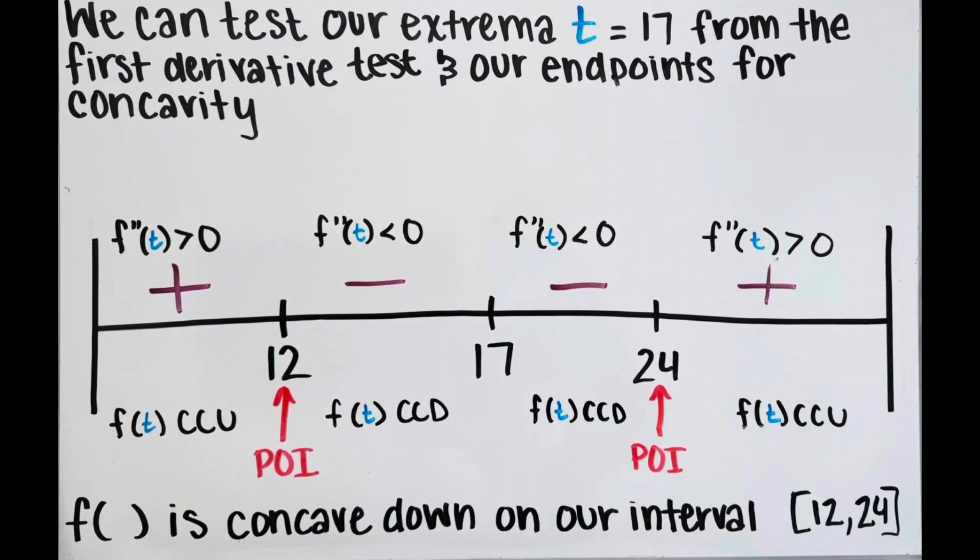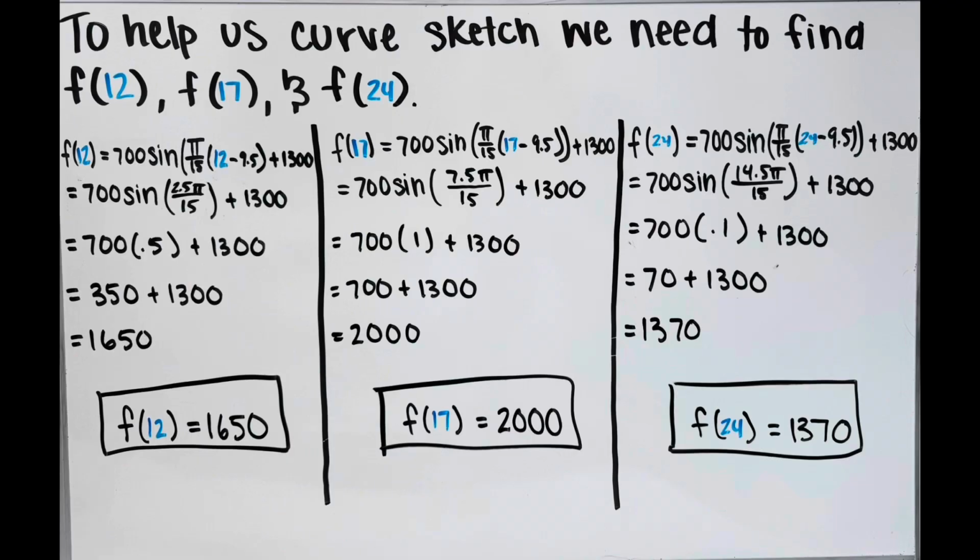We can test our extrema, t equals 17, from the first derivative test, and our endpoints for the concavity. By plugging in 10 to f double prime of t, we see that it is positive. For 15, it is negative, for 20, it is negative, and for 30, it is positive. Since f double prime of t is negative on 12 to 24, we know that f of t is concave down on this interval. And since the concavity changes at 12 and 24, these points are points of inflection. To help us curve sketch, we need to find f of 12, f of 17, and f of 24. We got that f of 12 equals 1,650, f of 17 equals 2,000, and f of 24 equals 1,370.